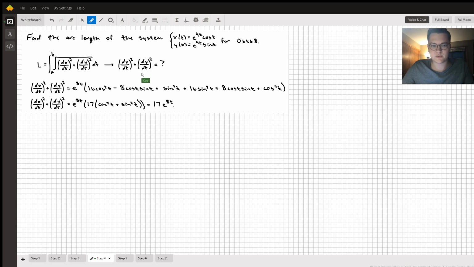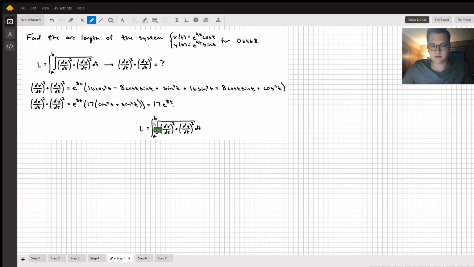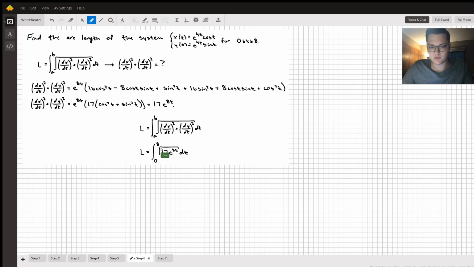And now that we have this expression here, we can plug it into our integral, remembering the square root. It's very important that we remember that. And this is a pretty easy integral for us, right? So we can extract the square root of 17. We know that the square root of e to the 8t is just e to the 4t. And we know that the integral of e to the 4t is 1/4 e to the 4t, right? And then we can take our limits, and it all simplifies down to this value in the end: the square root of 17 over 4 times the quantity e to the 32 minus 1.